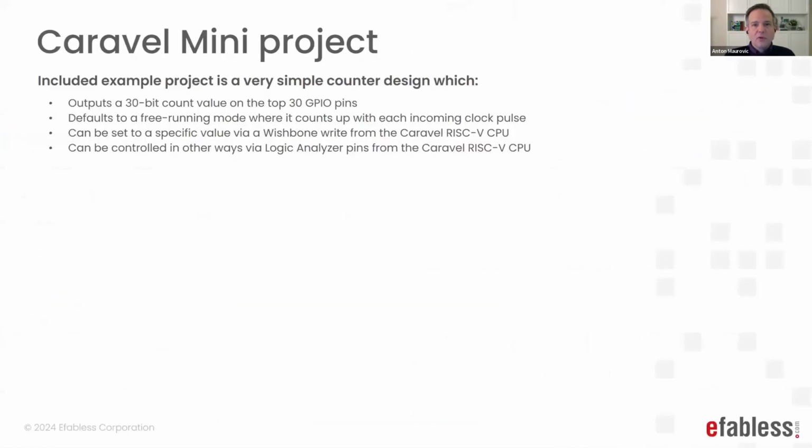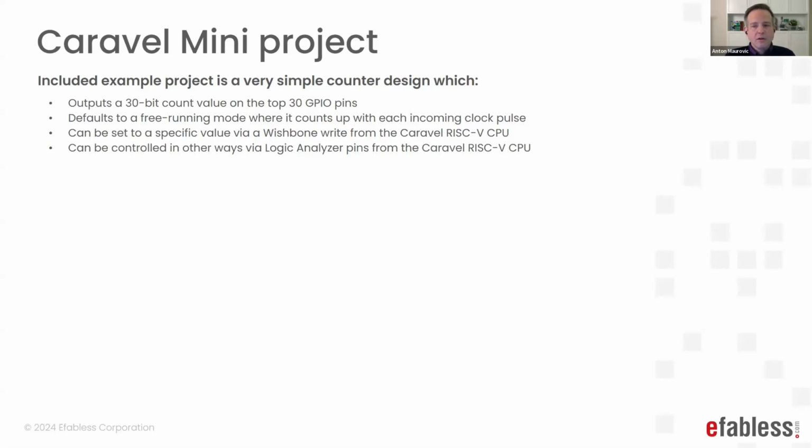So the Caravel Mini project that you would clone from our example does include an example trivial counter design, so that you can get a sense of how these different things work and use it even as a reference that you might want to extend yourself or replace it with your own design. The example project includes a 30-bit counter, which by default is in a free running mode. So from power up, it will count with each incoming clock pulse.